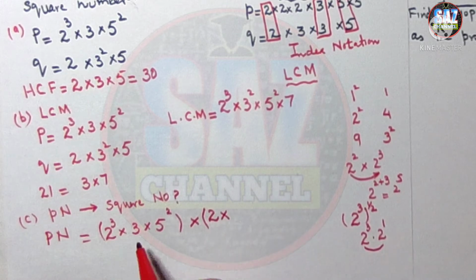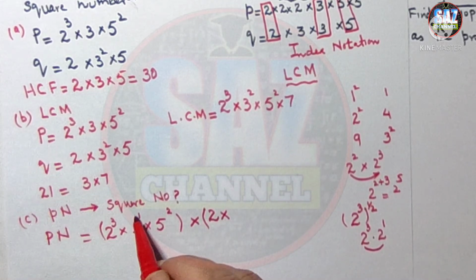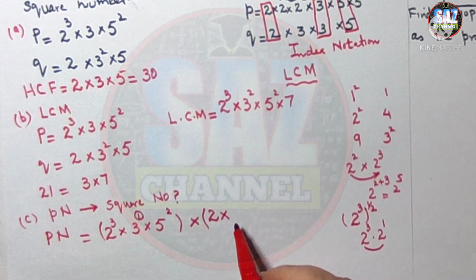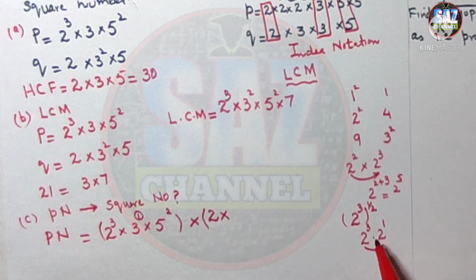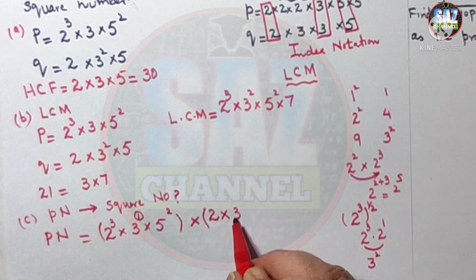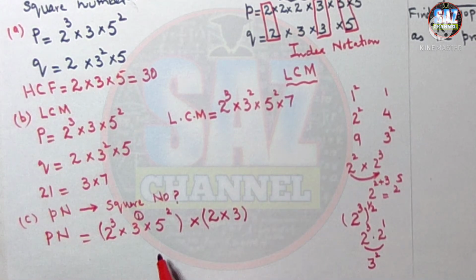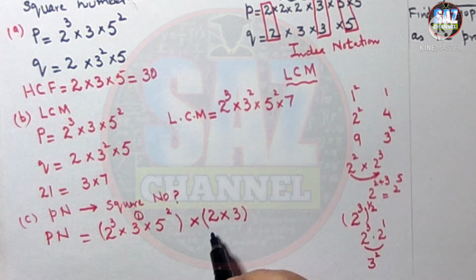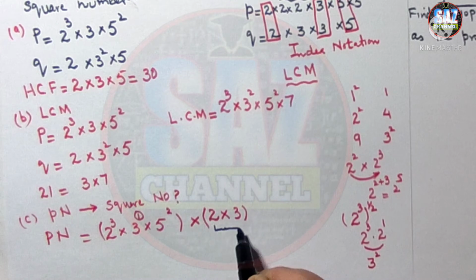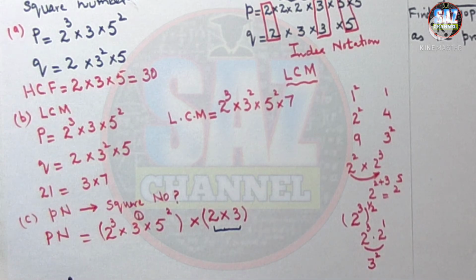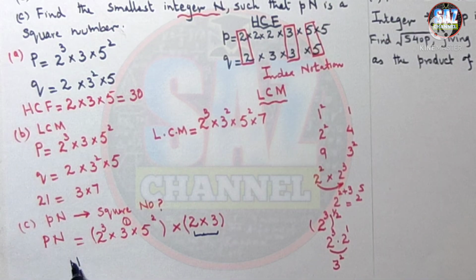Coming to 3, 3 has the power 1. What do I have to multiply here so that I get the power 2? One more 3. And if we look at 5, that is already squared. So the n that we need so that this number Pn becomes a perfect square, n will be equal to 2 multiplied by 3, which is equal to 6.